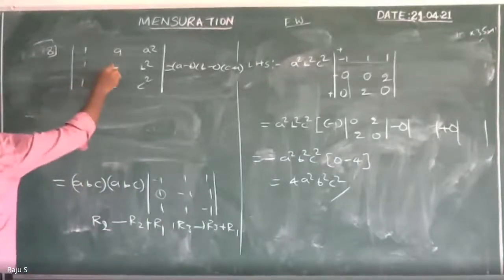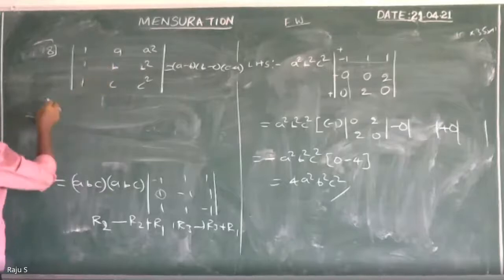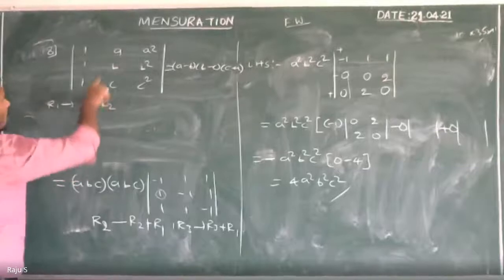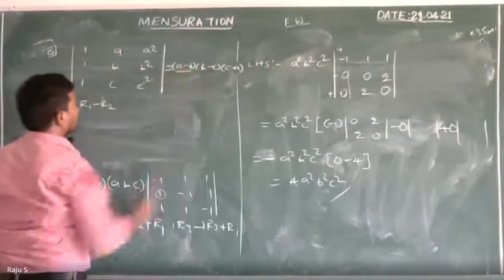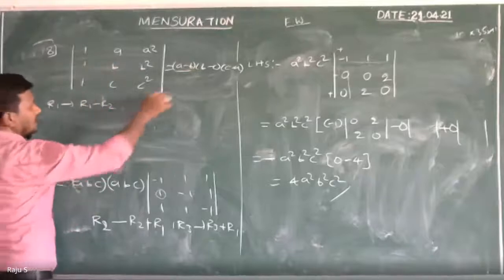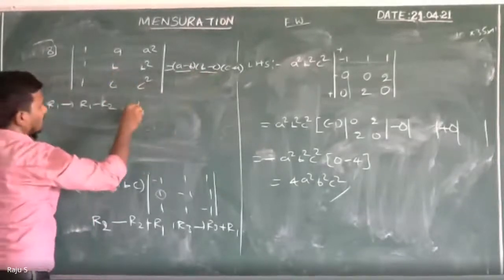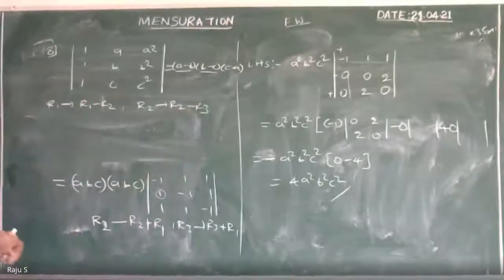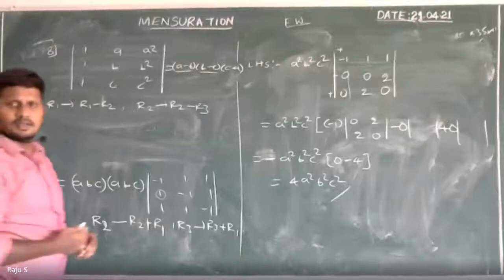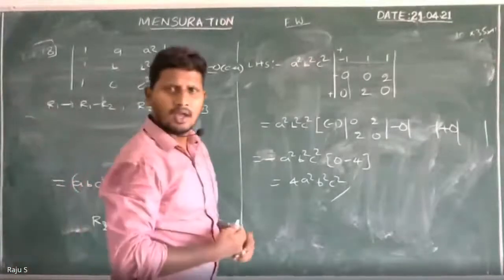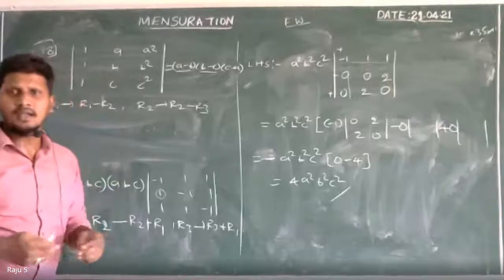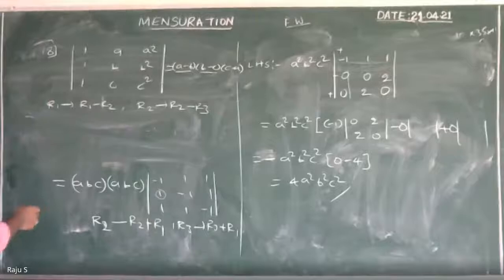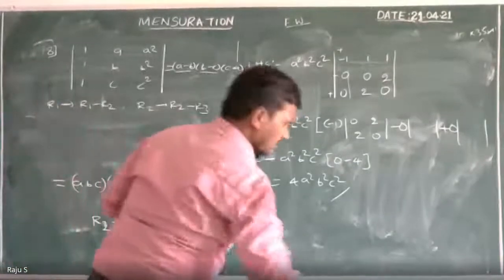A minus B is nothing but R1 tends to R1 minus R2. Okay, A minus B will come like this. Next, B minus C is there. Shall I write R2 tends to R2 minus R3? Yeah, we can write. And shall I write one more condition also? We can write, but it is not necessary. Just first apply these two operations.